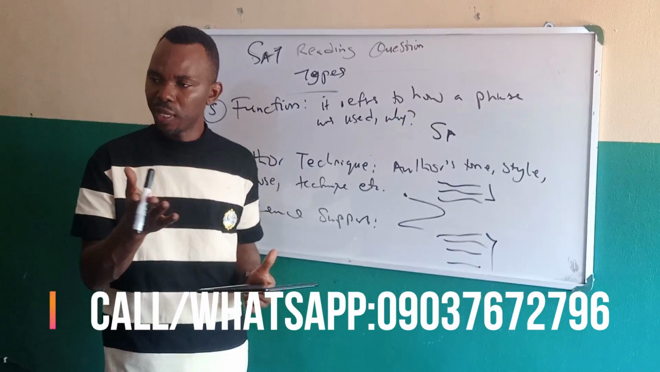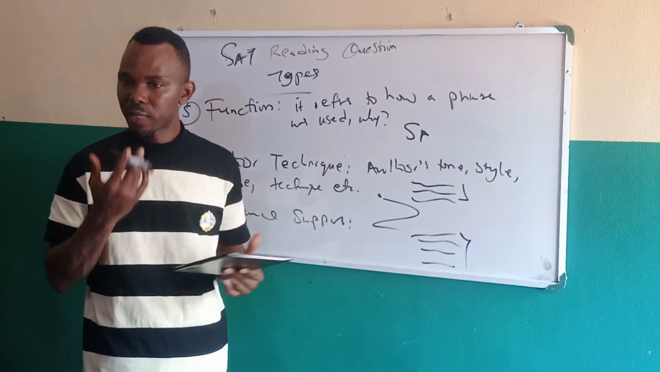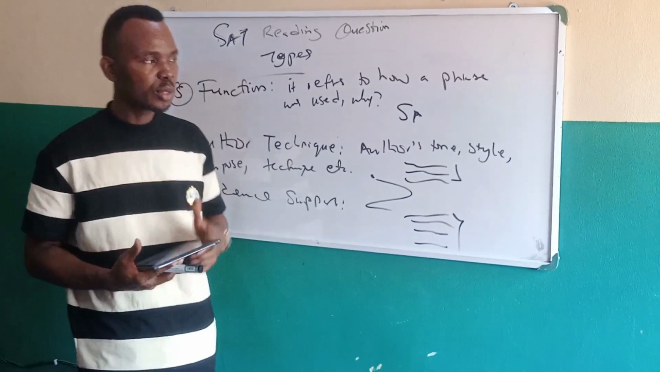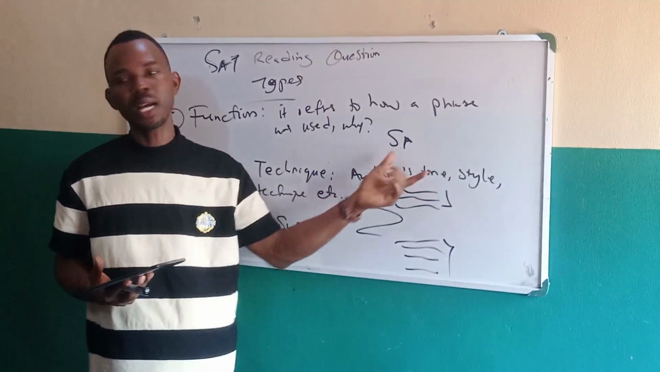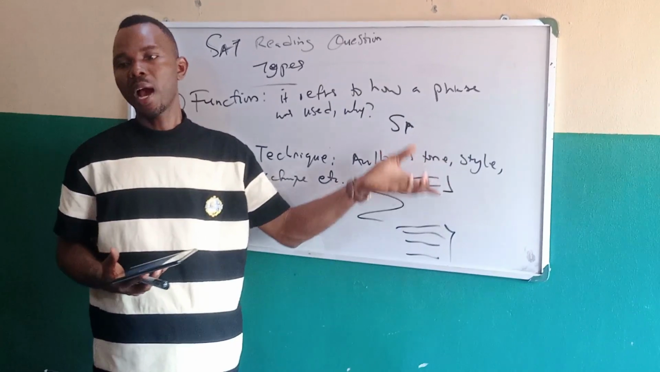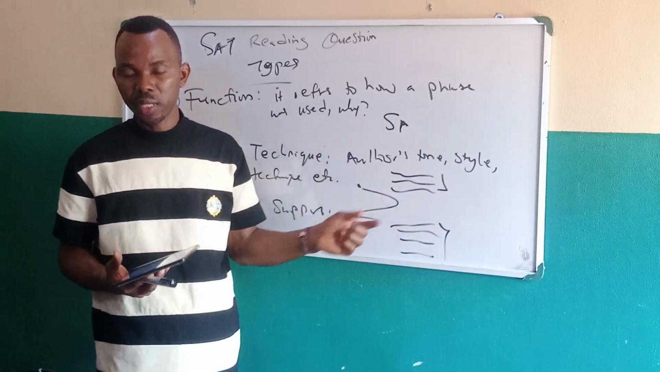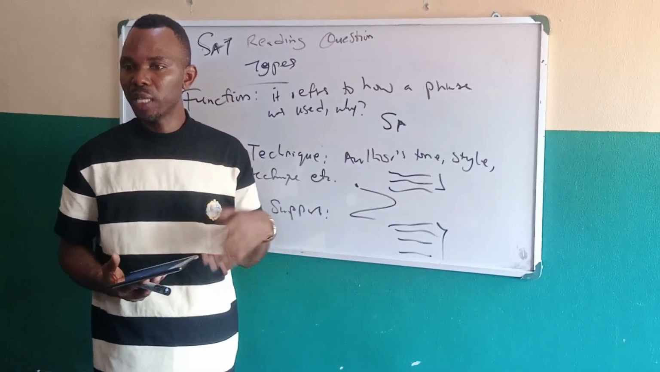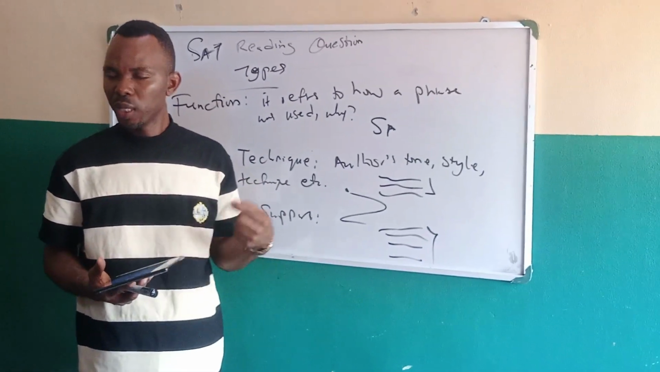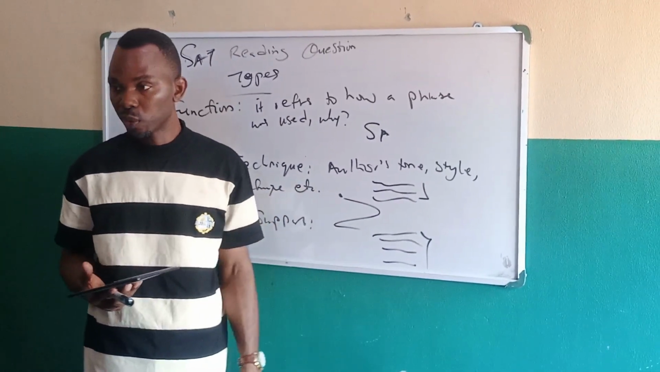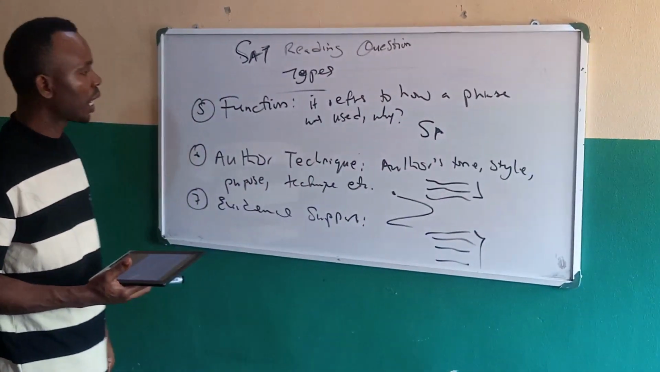So that phrase, what is it doing? Is it explaining something? Is it contradicting something? What information? So you just go back to the passage and read that sentence, that phrase, and find out why the author has to use it. Obviously, analogy means explanation, example, illustration. So if somebody is using the example, why did he use that example or illustration? So this is a function question type.